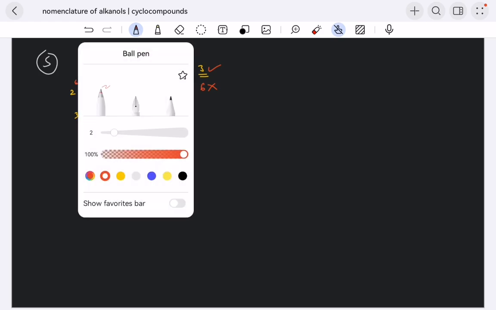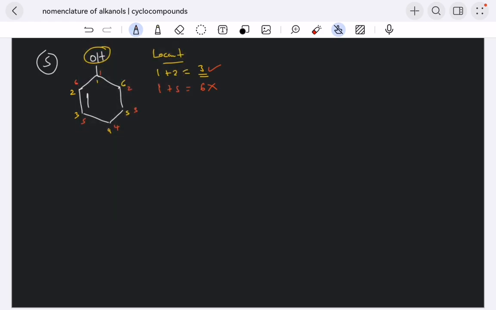So in this case, what will be the name of this particular compound? So we start by recognizing the position of a double bond. So it's going to be 2, then cyclohexene. Then you state the position of the alcohol, then OL. So pretty much the same thing.